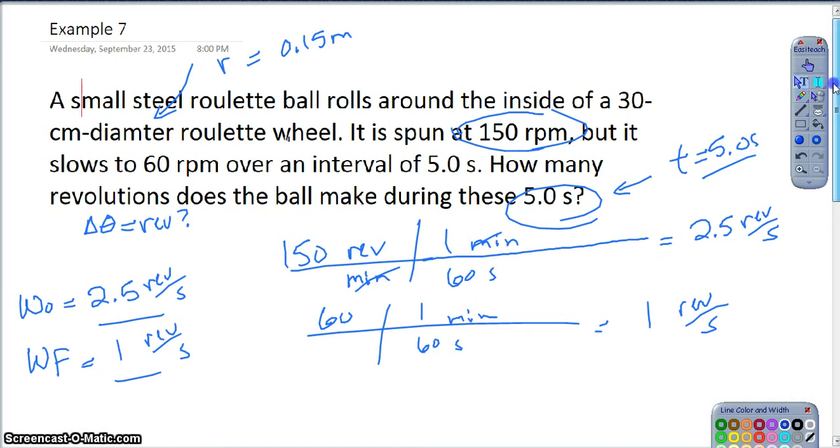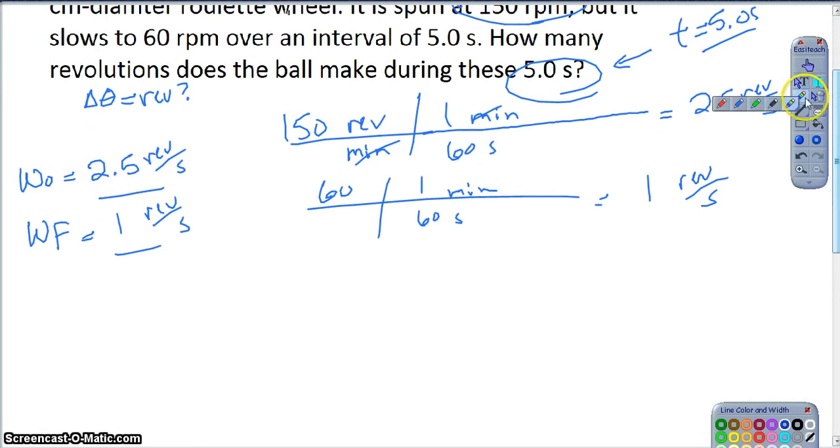And in this case, we're looking for the number of revolutions. We're looking for theta. So the first thing we'd have to do is go through finding our acceleration. Right? So using kinematics, I've got the final velocity, I've got the initial velocity, I've got the time. I can use WOTAT, if you will. Right? I can use my final velocity equals my initial velocity plus alpha t. I know the final velocity is 1.